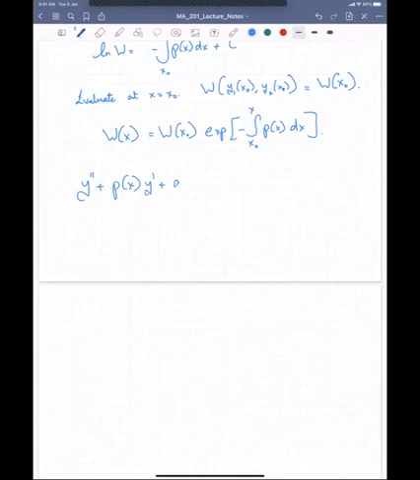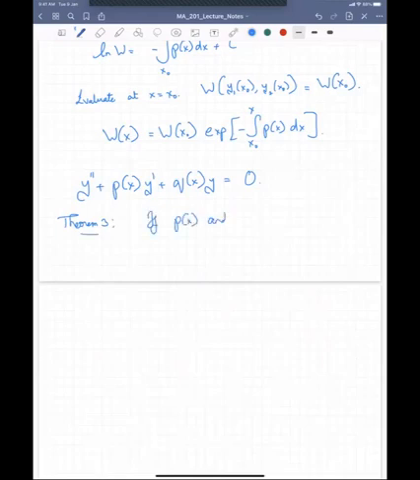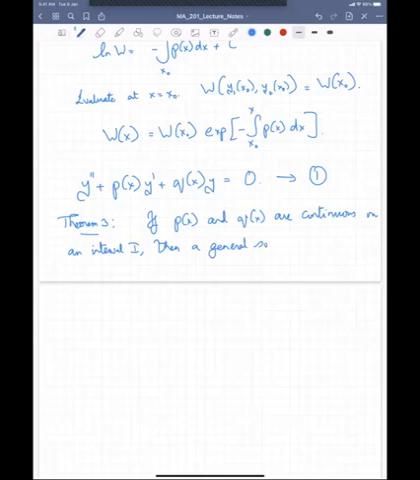P of x y prime plus q of x y equals 0. So suppose I simply ask what is the general solution of this differential equation, and does a general solution exist? So remember again that the general solution should be given by a linear superposition of the linearly independent solutions. And the answer to this is again the same answer as before. Your book calls this theorem 3. Basically, if p of x and q of x are continuous on an interval I, then let's call this equation 1. A general solution to equation 1 exists.